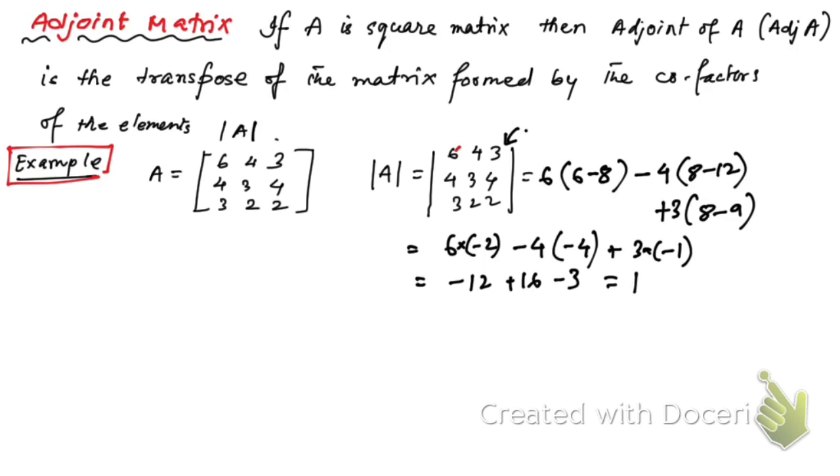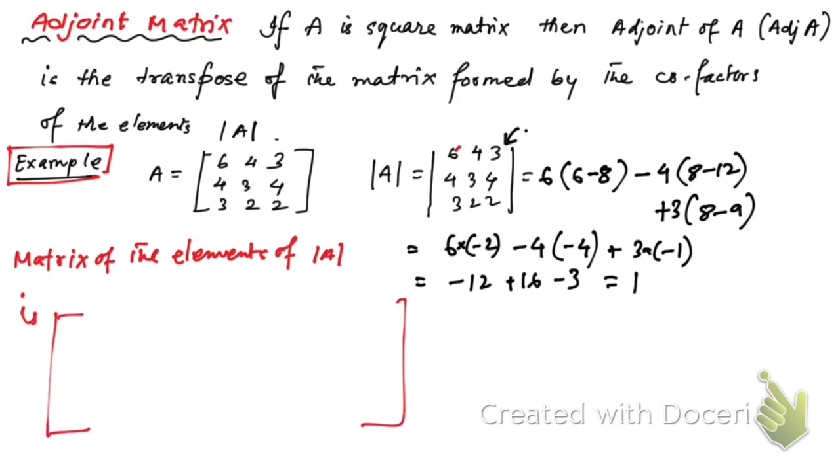So now let us find the matrix of the elements of determinant A. That matrix will be given by, let me show you how to find that. First, just wait, let me write this clearly. It's very simple. First let us find the cofactor of this first element 6.